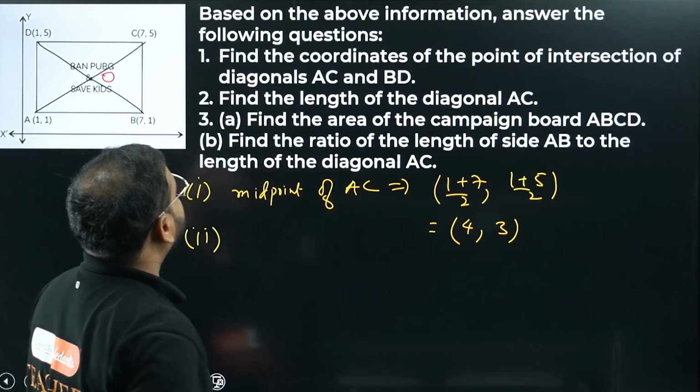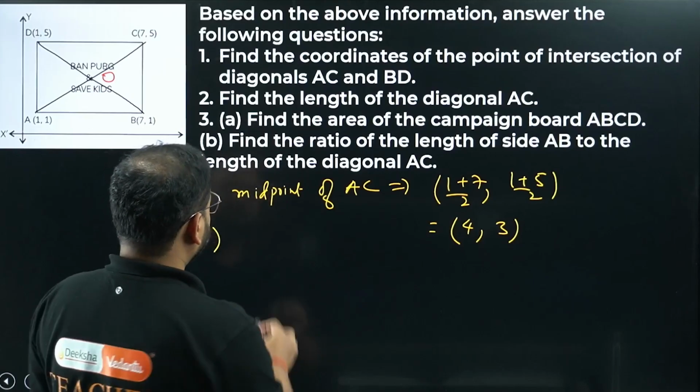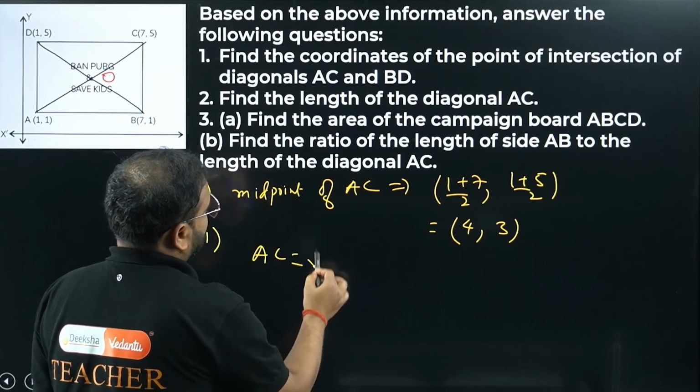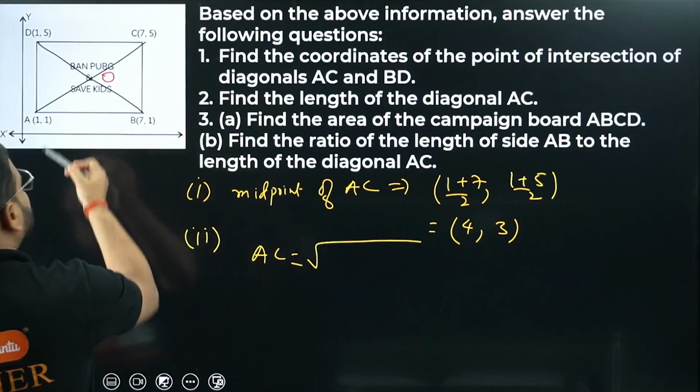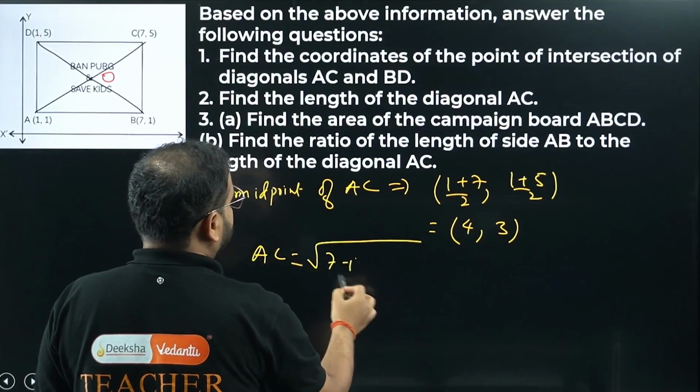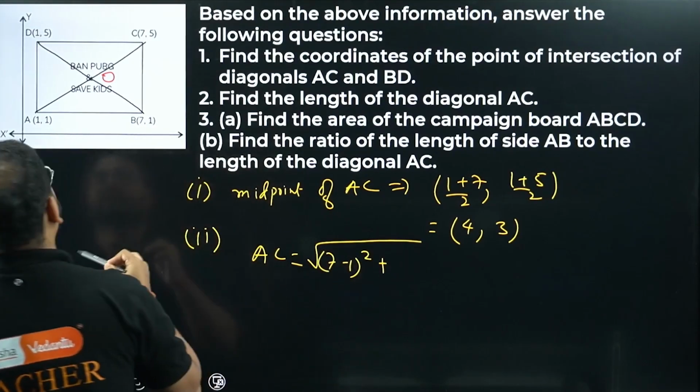Question number 2. Find the length of the diagonal AC. AC will be, check here, 7 minus 1 the square plus 5 minus 1 the square.